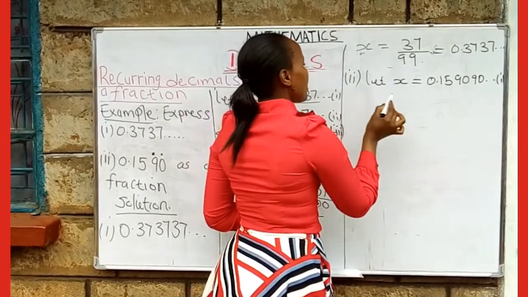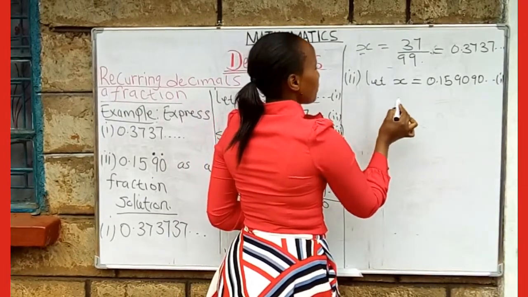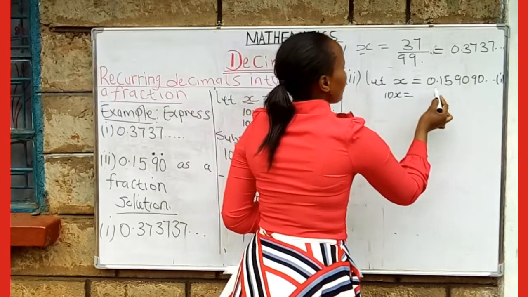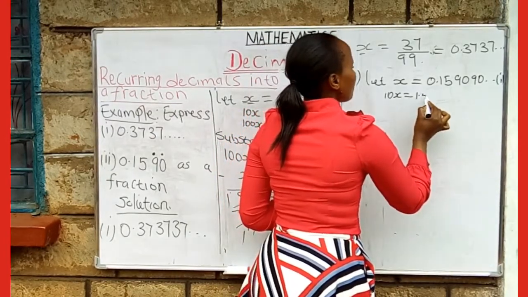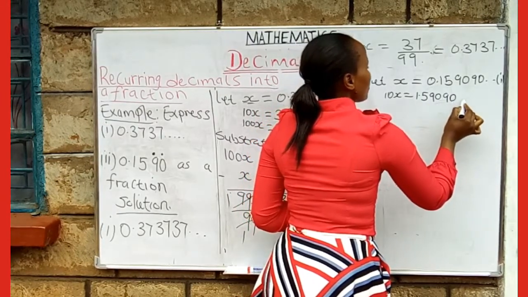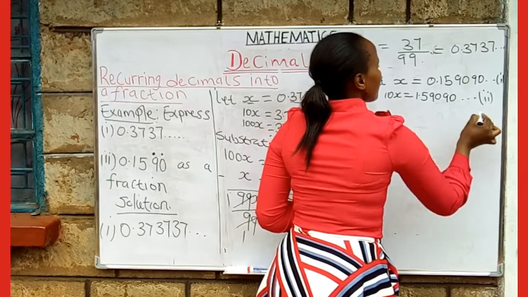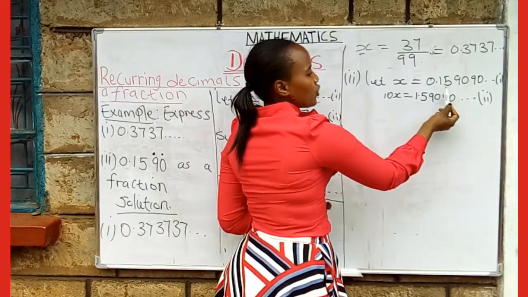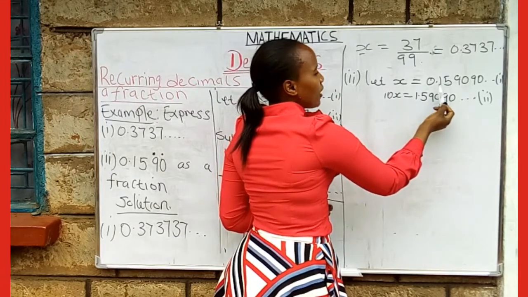If you multiply by 10, we are going to get 10x is equivalent to 1.59090, and this will give us the second equation. So if we compare the two, the decimal part is not equal. We have 5, 9, and we have 1, 5.